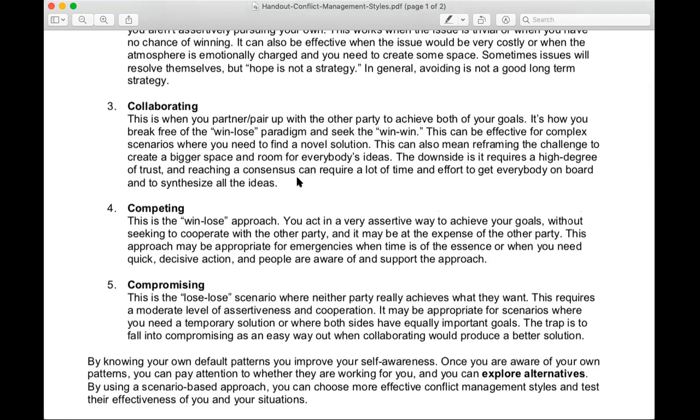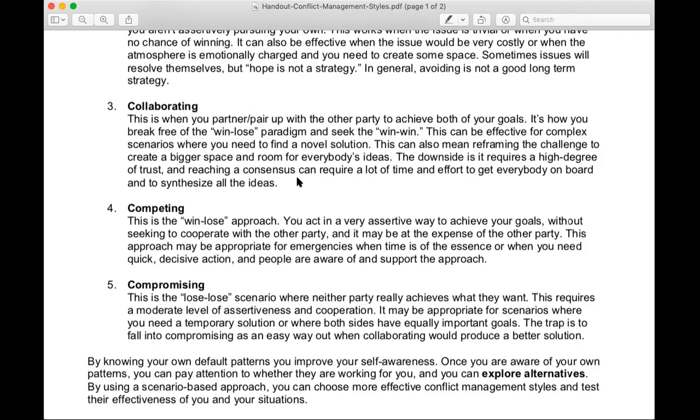And then compromise is a lose-lose situation because no one in the situation really gets what they want. Each party loses out on something. You might get a little something, but you lose a little something. And so this is the sweet middle. There's a moderate level of assertiveness and a moderate level of cooperation. The trap is to fall into compromising as an easy way out when collaborating will produce a better solution, okay? So compromising is not necessarily bad, right? It might be best overall.